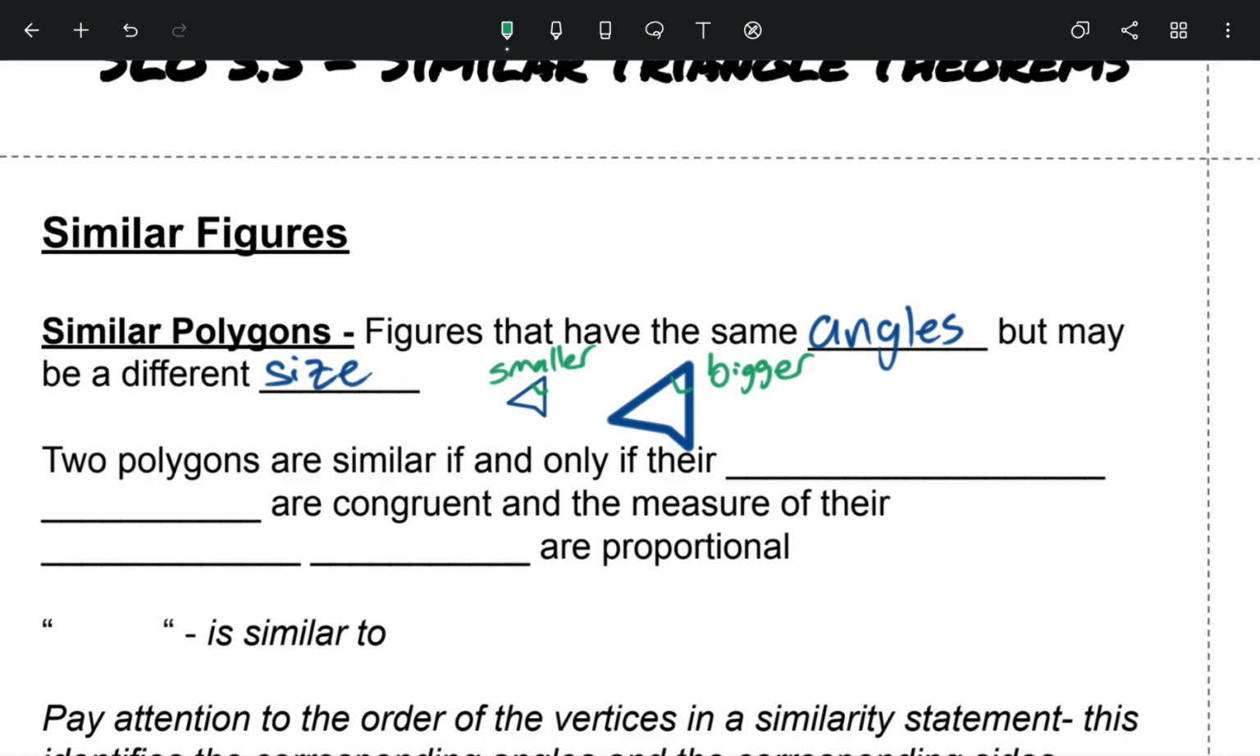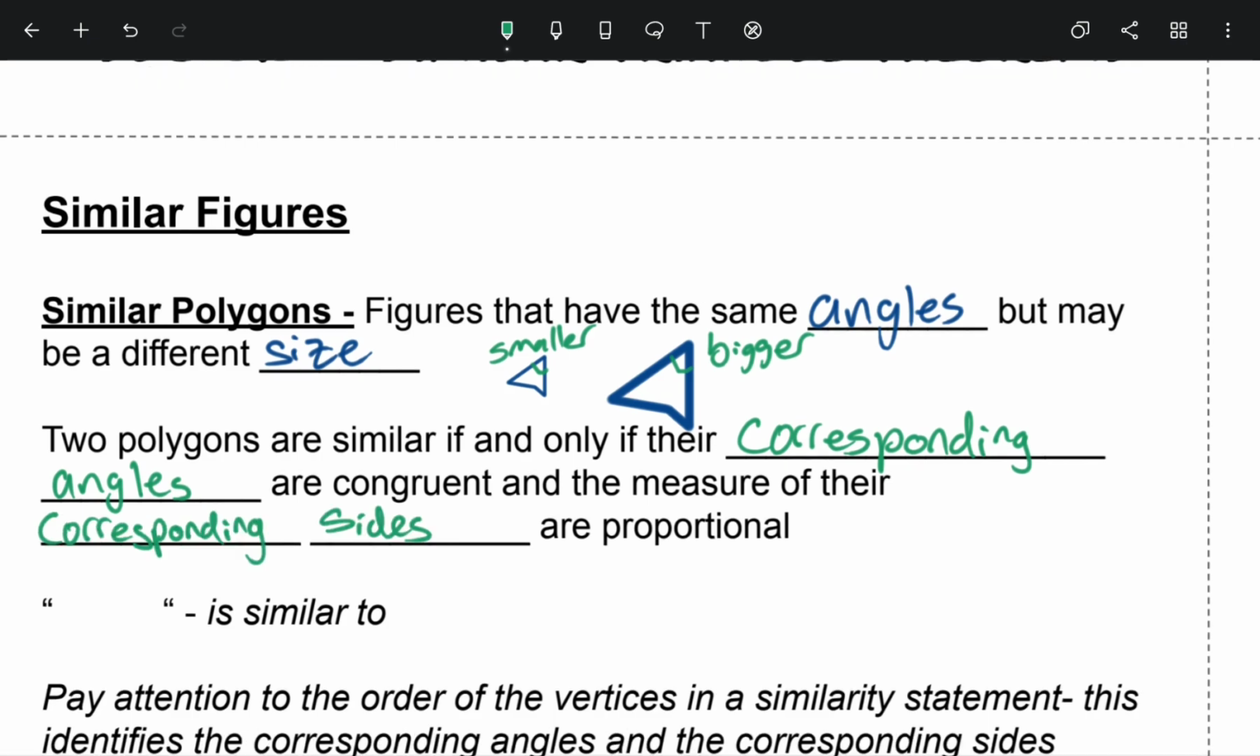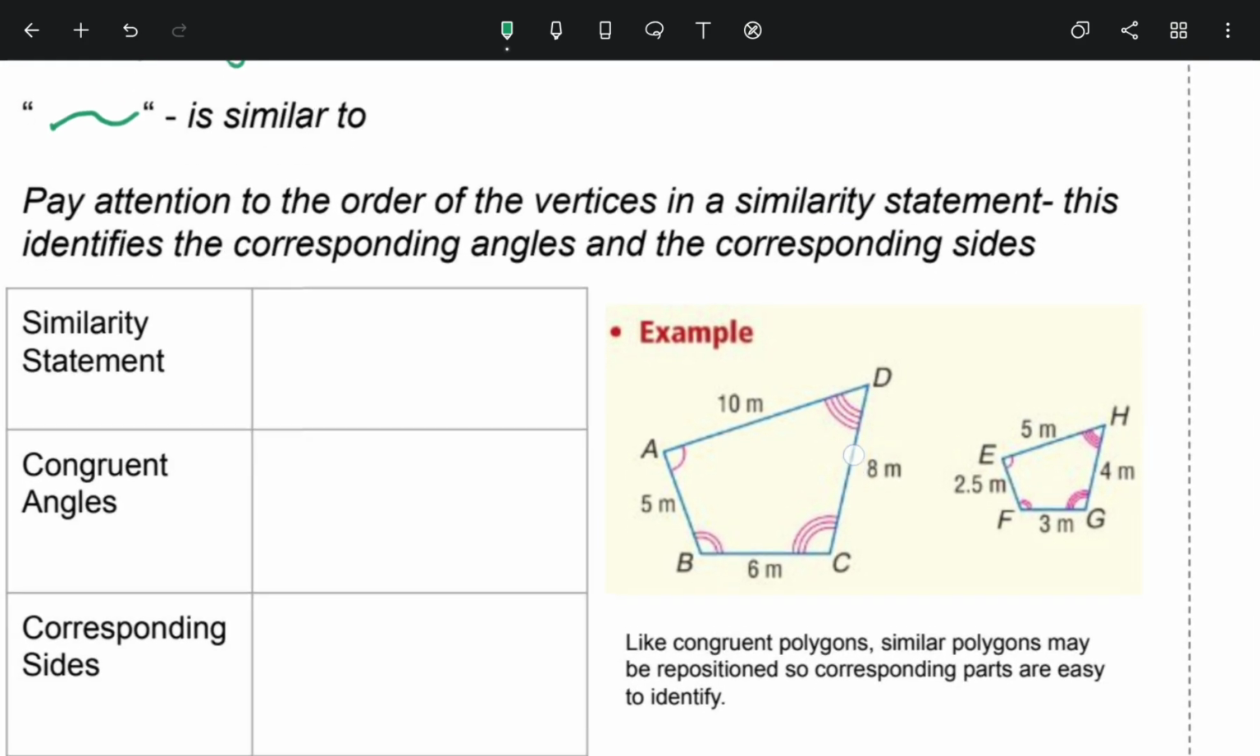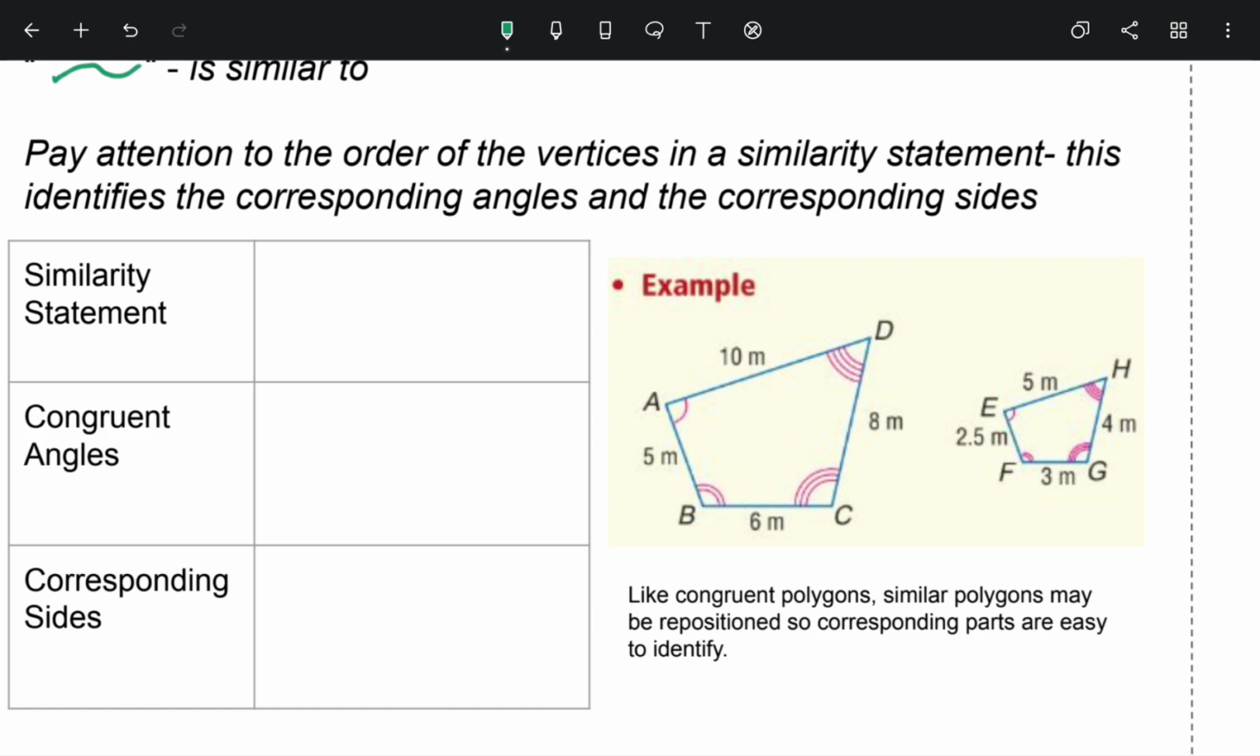So two polygons are similar if and only if their corresponding angles are congruent and the measures of their corresponding sides are proportional. And the symbol we use to say two figures are similar is a little tilde like this. So now let's look at an example of our notation. You want to pay attention to the order of the vertices in a similarity statement. This helps you identify corresponding angles and the corresponding sides.